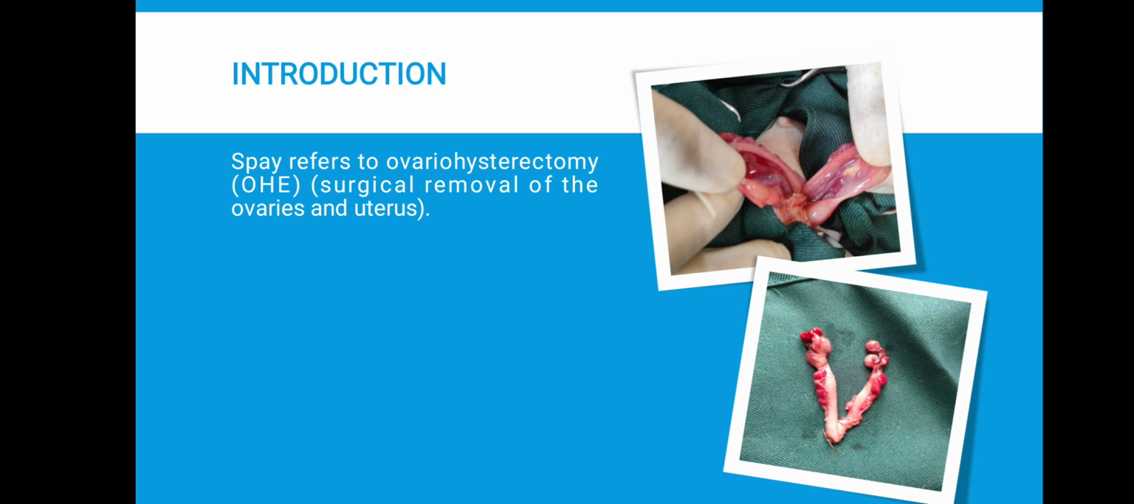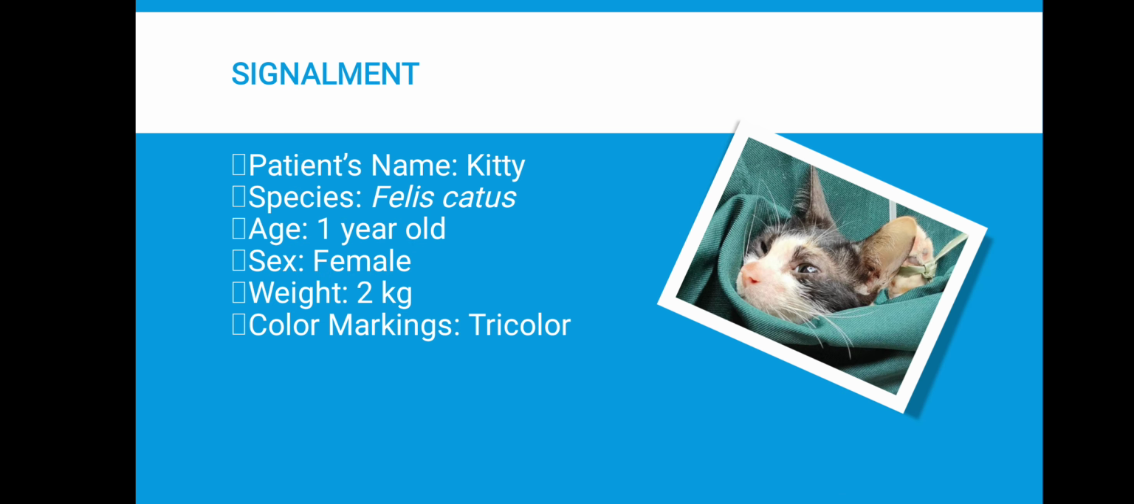For the introduction, first we had spay. Spay refers to an ovariohysterectomy or the surgical removal of the ovaries and the uterus. So, signalment. Our patient's name is Kitty Feliscatus, a 1-year-old female, about 2 kilos, and a tricolor.